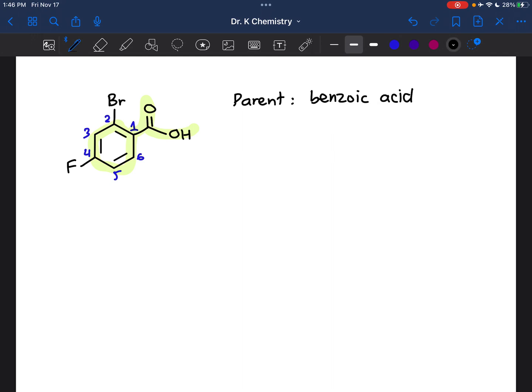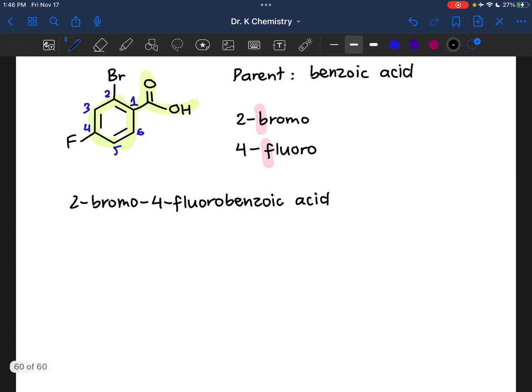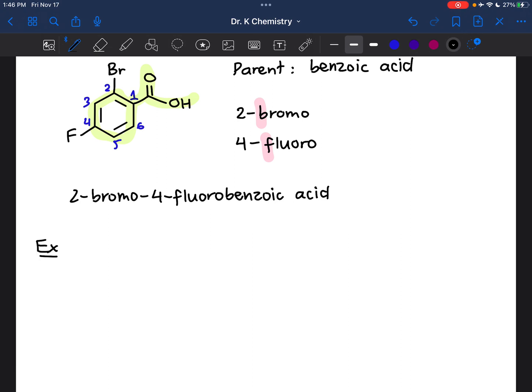And after that same system we've been doing a million times now, I see that there's a substituent on carbon 2, that's 2-bromo. And then there's a fluoro on carbon 4, that's 4-fluoro. And then I'll put them into alphabetical order. B is before F, and that becomes 2-bromo, 4-fluoro benzoic acid. Let's try one more.